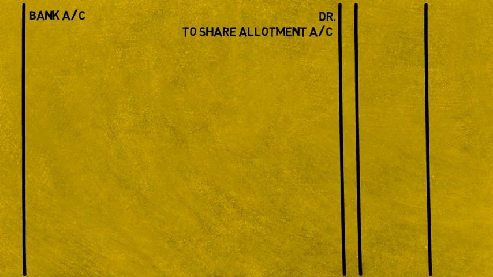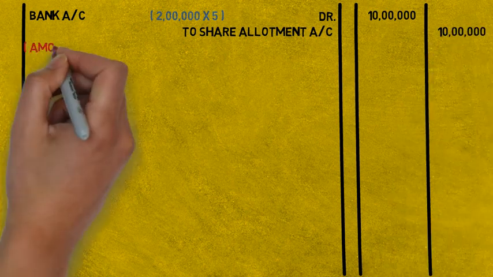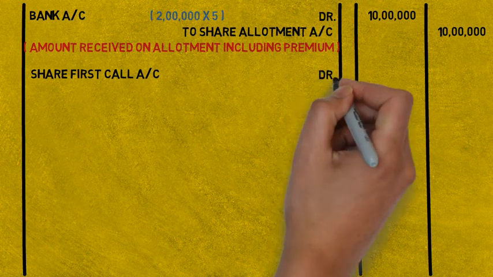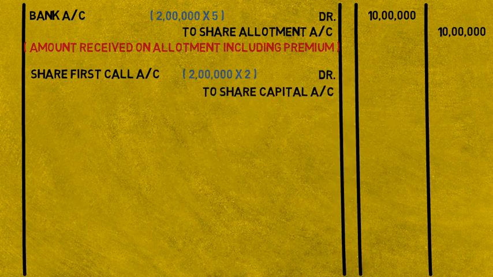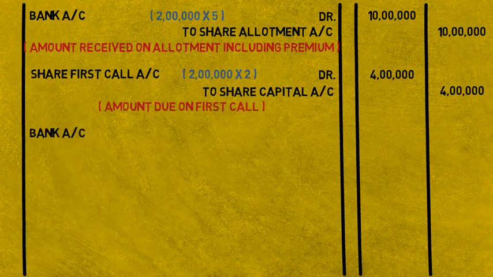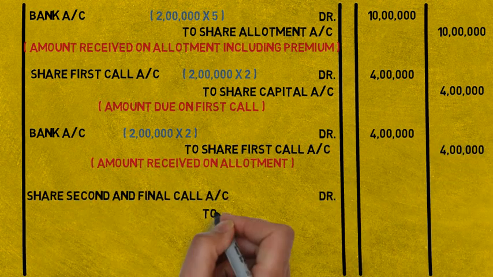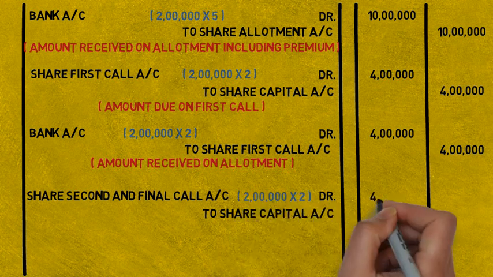Now in the next entry, the company will receive the amount of allotment including premium, which is 10 lakh rupees. Next, till the second and final call, the order of the entries and the way of finding out the amounts will be the same as before. You can pause the video and note the entries if in any doubt.